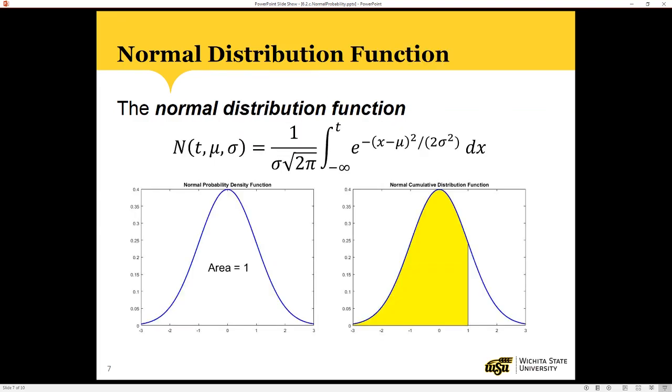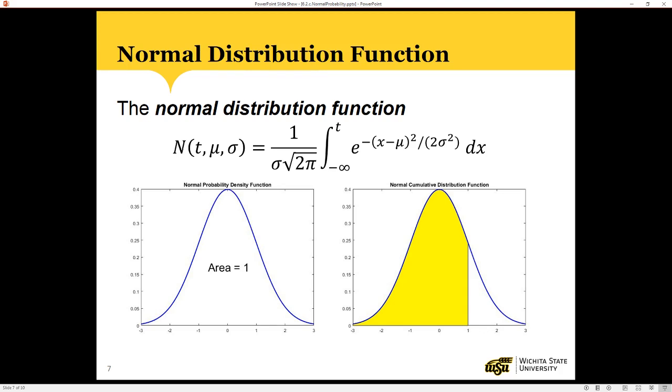The normal distribution function would be the integral from minus infinity to t of 1 over sigma times the square root of 2 pi times e to the minus quantity x minus mu quantity squared over the quantity 2 sigma squared dx. Oh my goodness.